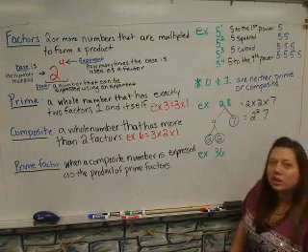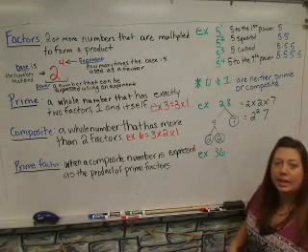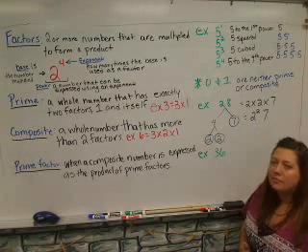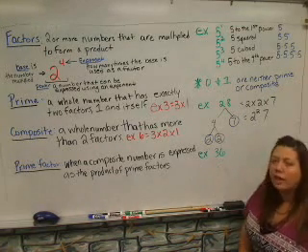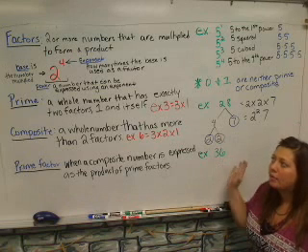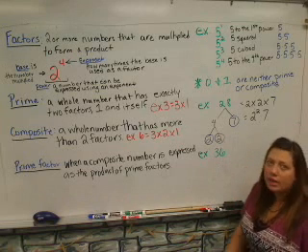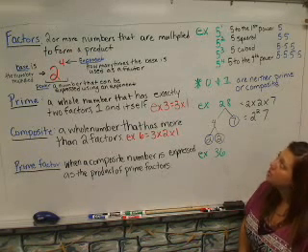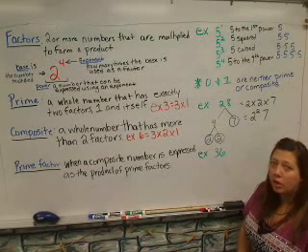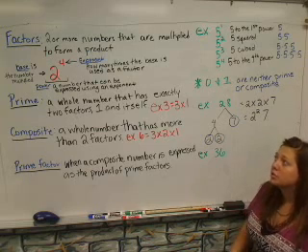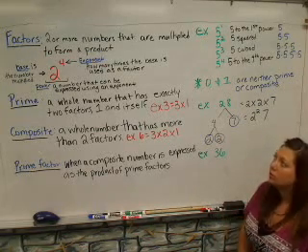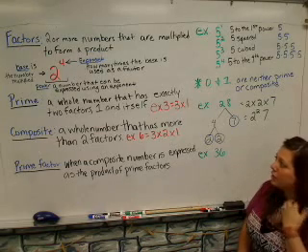Okay guys, we've started our new unit over fractions, and we're getting into factors and prime factorization. So we're going to go over a lot of vocabulary words today and then apply some of them. Our first vocabulary word is factors. Factors are two or more numbers that are multiplied to form a product. Okay, so two or more numbers, you can put them together, multiply them, it equals another number.